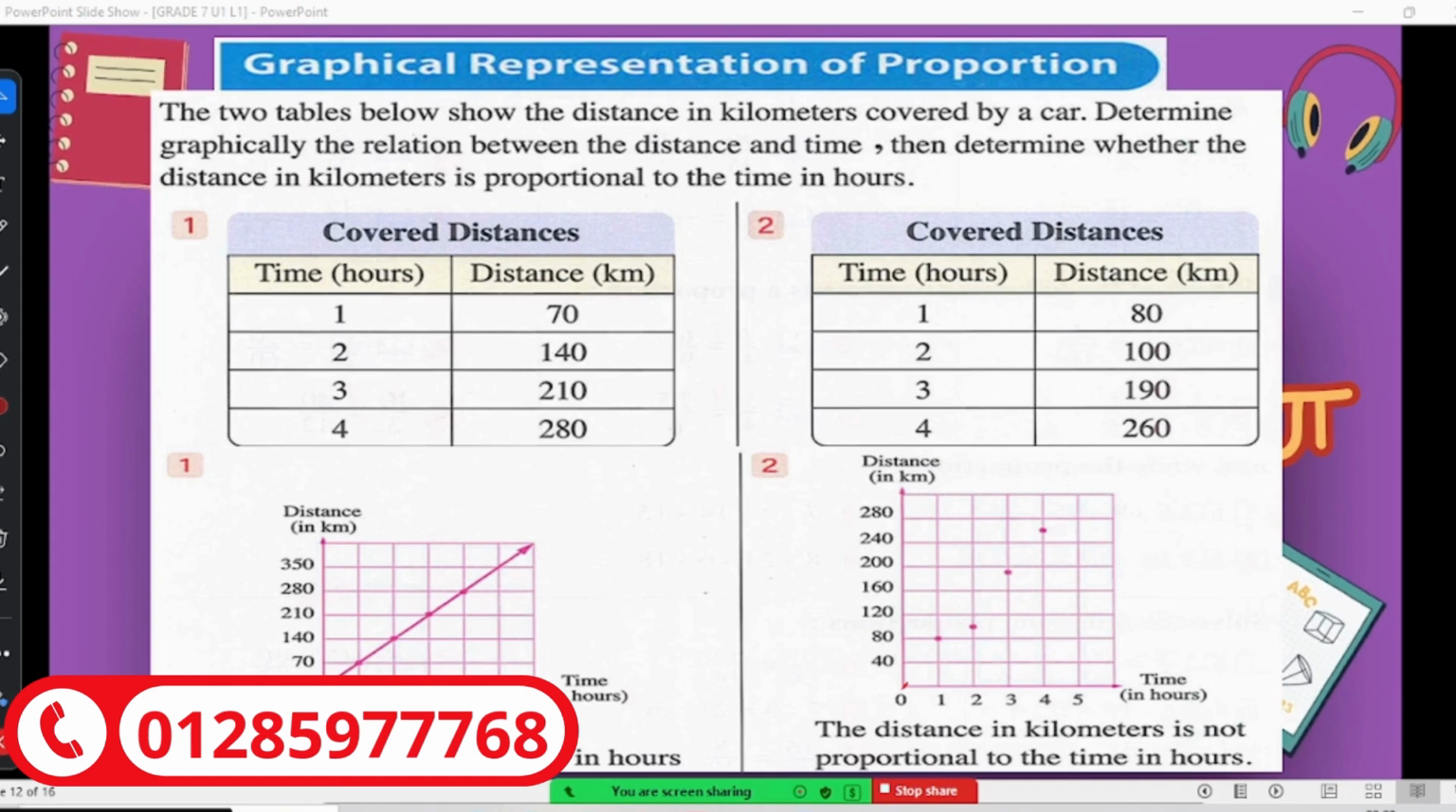Then a proportion here can be represented by a straight line starting from 0 and passing through all points of the table. Okay, but here we can't represent the points by a straight line starting from 0, so these ratios are not proportional, but these ratios are proportional.